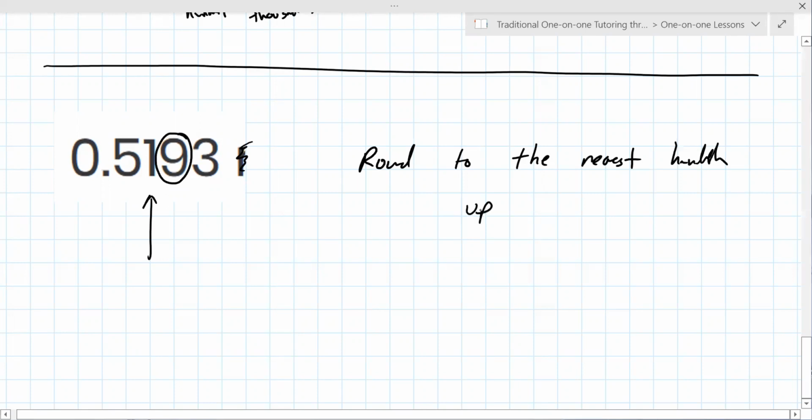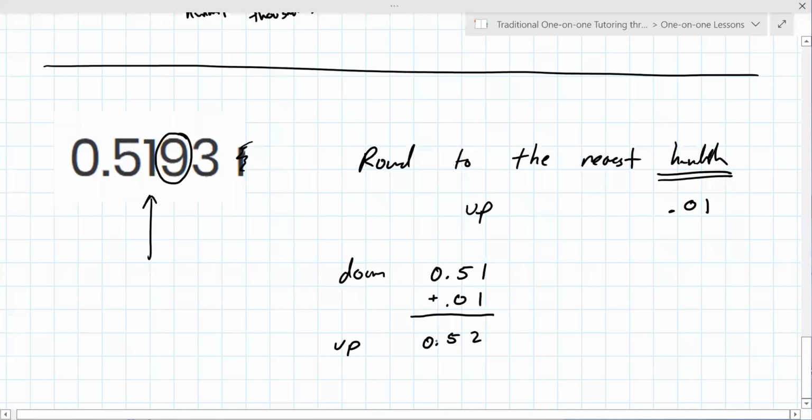So we want to round up, but if we were to round down, it would be 0.51. And a hundredth is 0.01. So we want to add that to this previous number. And that's what we round up to, 0.52. Okay. Let's try one more.